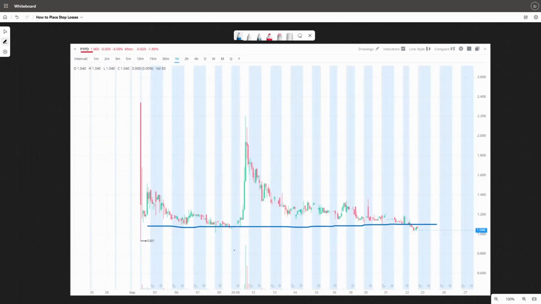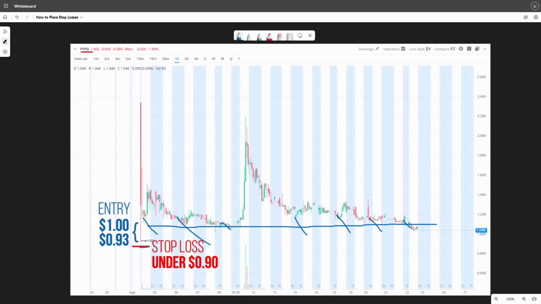Going back to PYPD, your entry would be near support at this area, at this $1 to 93 cent area. You would buy in back here because you see that a big buyer is buying it up and making the price spike every time it comes down to this level. And your stop loss would be under 90 cents. So if your entry is near $1 and you decide to stop out at 90 cents, then your stop loss would only be around 10%.